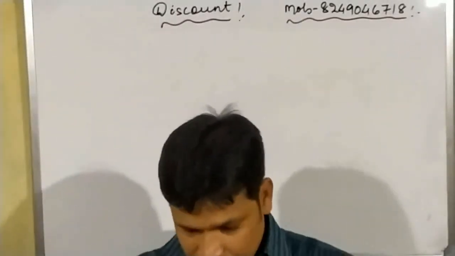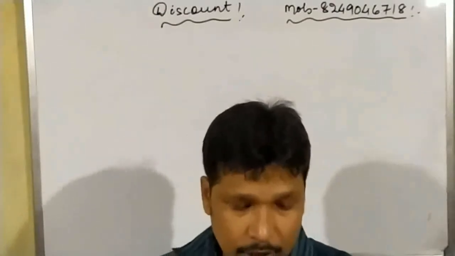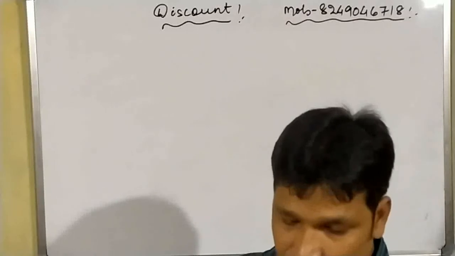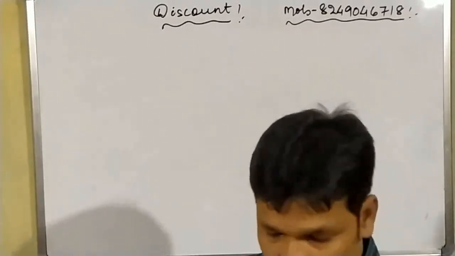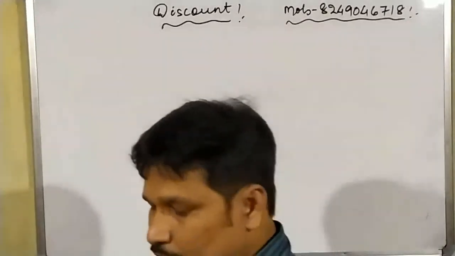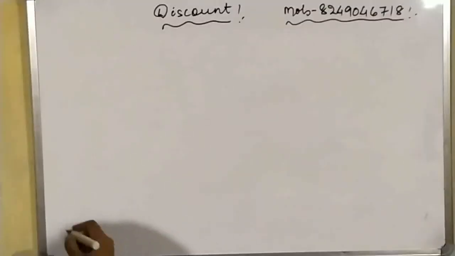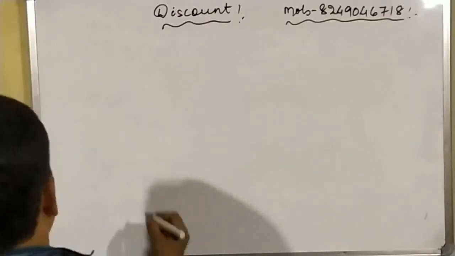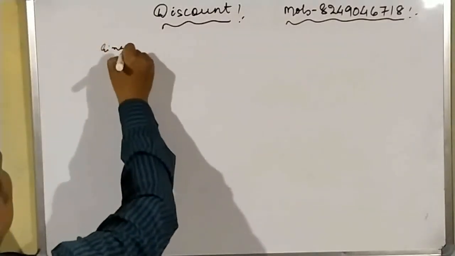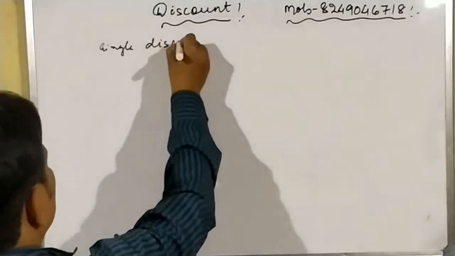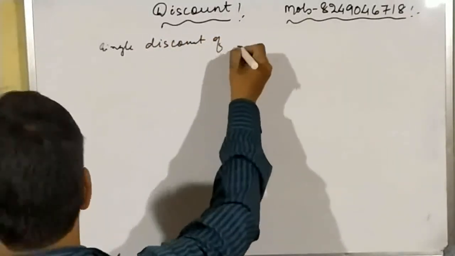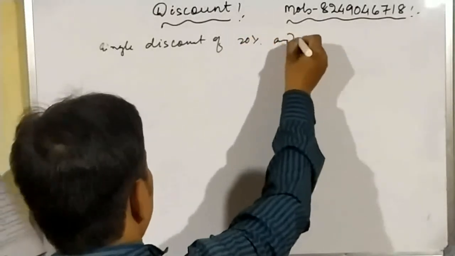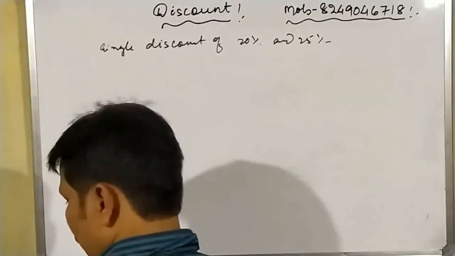Now the last question. Find the single discount percentage equivalent to the following successive discounts. Okay, student, I will do only one and you have to do the other. So you have to find out the single discount for successive discounts of 20% and 25%.